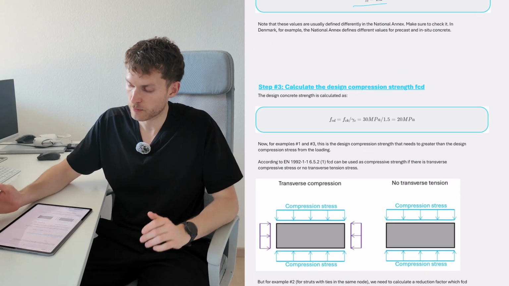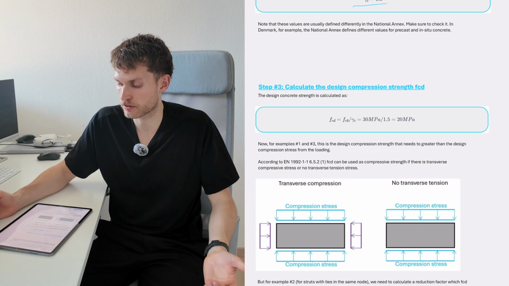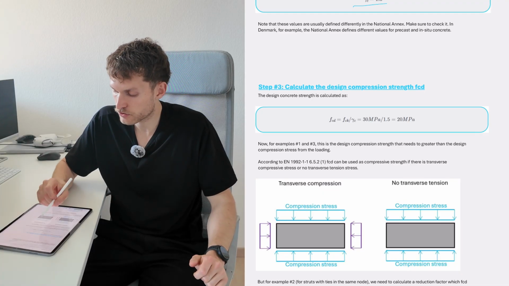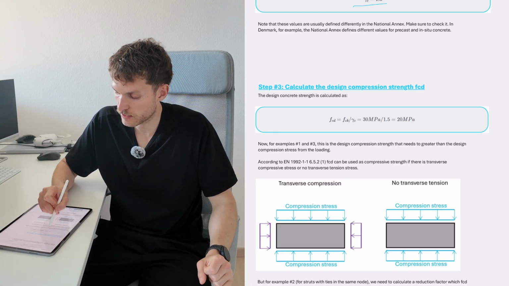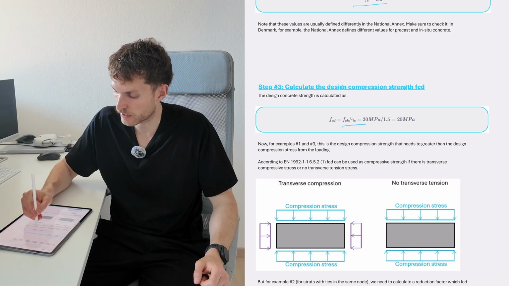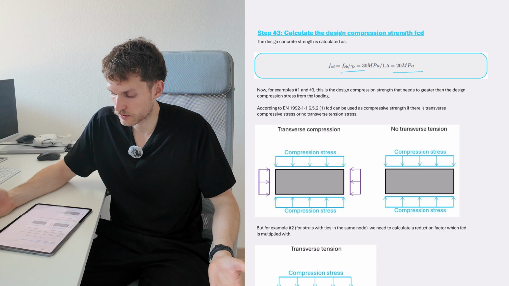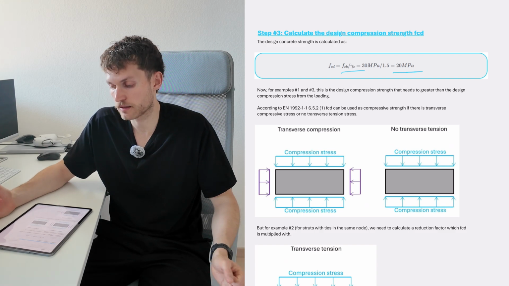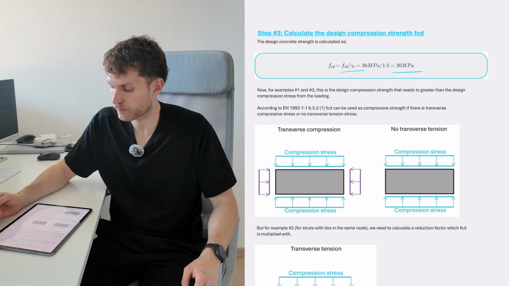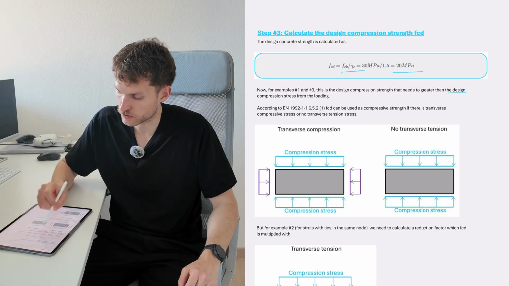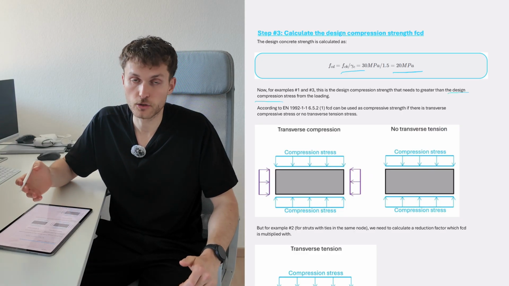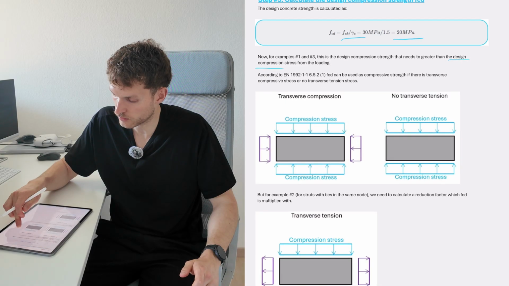Now, moving on to step 3, calculate the design compression strength. We calculate design concrete strength by dividing FCK by the partial safety factor and get 20 megapascal. Now, for examples 1 and 3, this is the design compression strength that needs to be greater than the design compression stress from the loading, which we'll show later on.